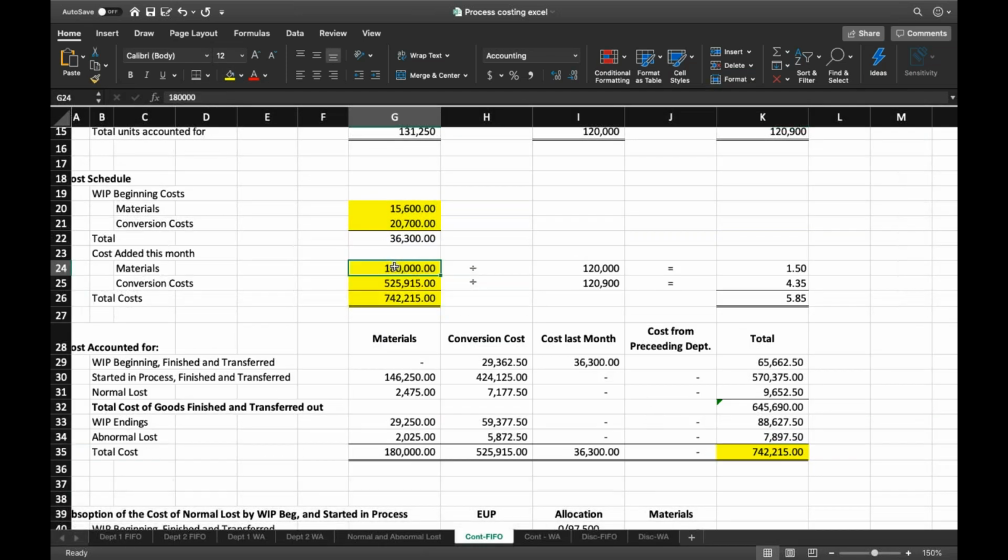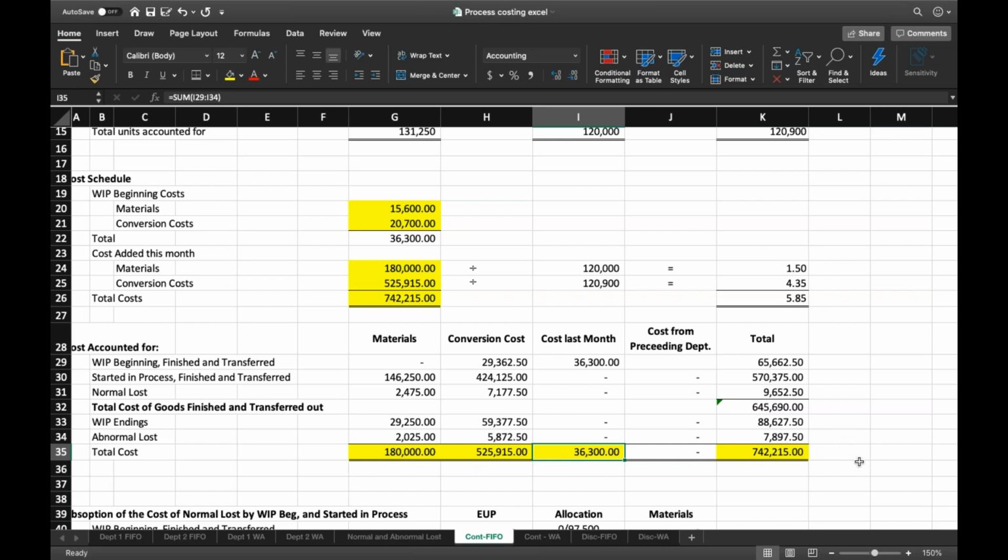The 180,000 materials cost incurred for this month are already accounted for, 180,000. The conversion cost incurred for this month is also accounted for, 525,915. For the cost of the work in process beginning, na-account na rin natin siya, 36,300. So all costs are accounted for.